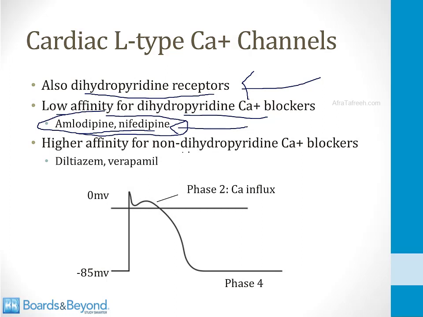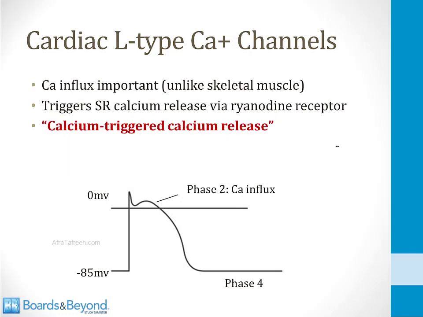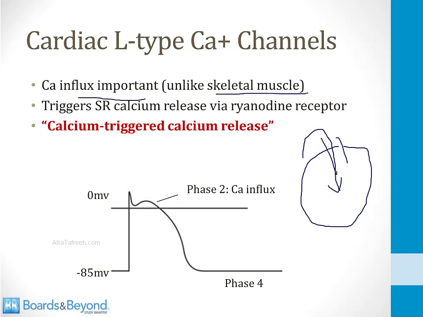In contrast, non-dihydropyridine calcium channel blockers like diltiazem and verapamil have a much higher affinity for the L-type calcium channels in the heart, and therefore these are the drugs that are used when you want to block calcium channels in the heart. So you've got to imagine that you have a cardiac myocyte and it's got an L-type calcium channel on its surface that will allow calcium to enter the cell. This influx of calcium through the L-type calcium channels is very important for contraction of cardiac myocytes, and this is a distinction from skeletal muscle.